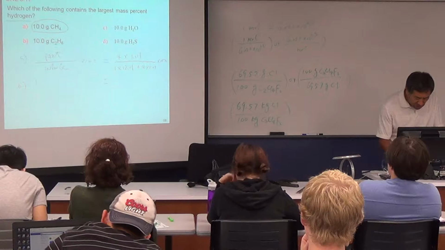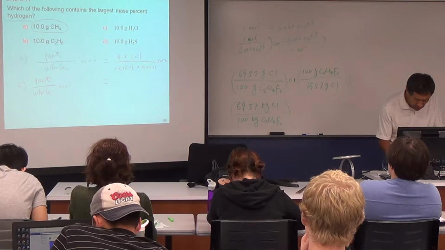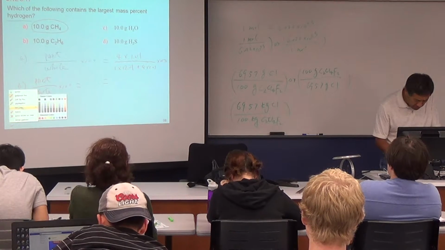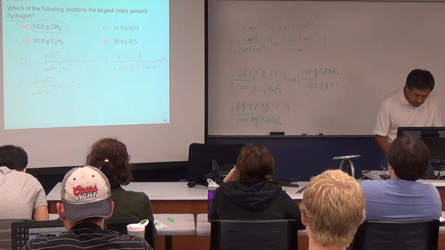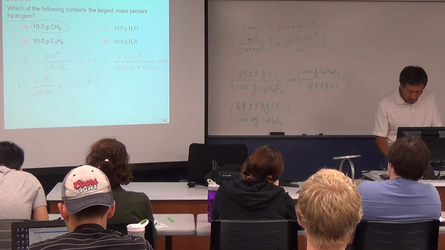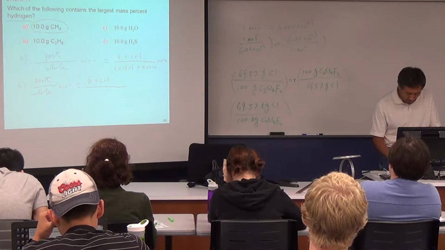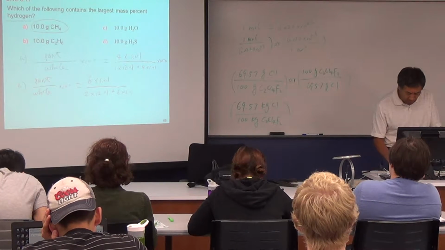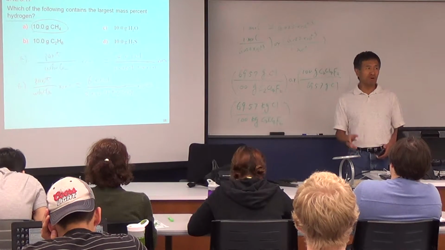For B, we have a similar starting definition: the part over the whole times 100. Now, what is our part in B? Our part is still referring to H. But how many H in B? 6 H. So we have 6 times 1.01. Now we have a different formula, therefore a different whole. So we have 2 times 12.01, then plus 6 times 1.01, and then times 100. You pretty much will set up the calculation for all of those.